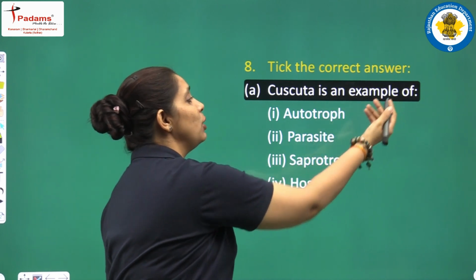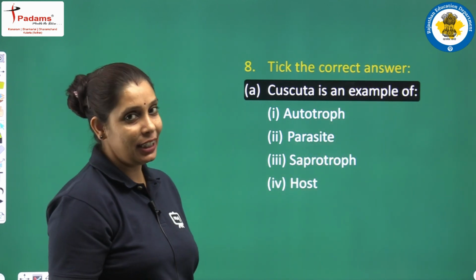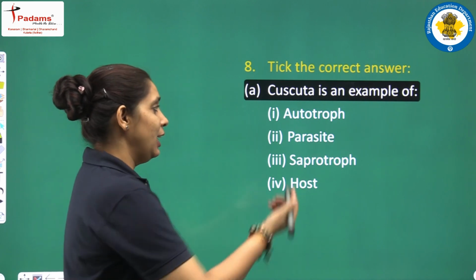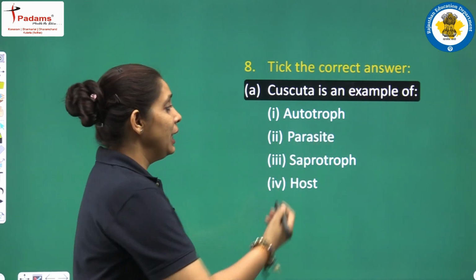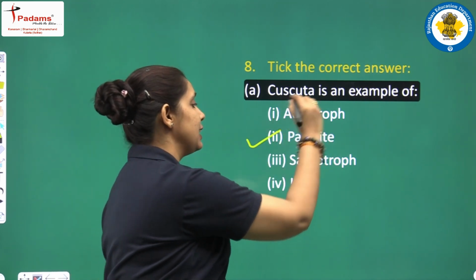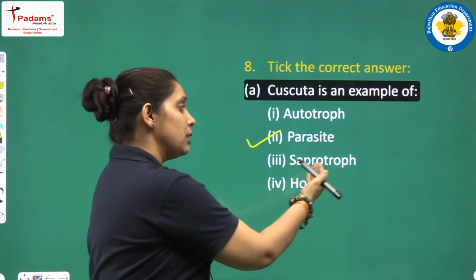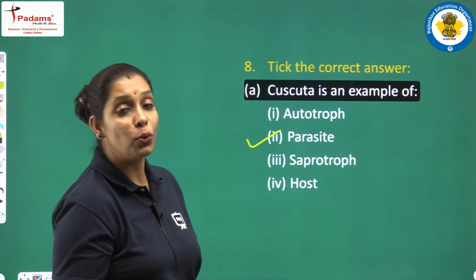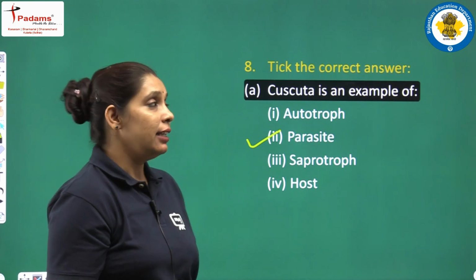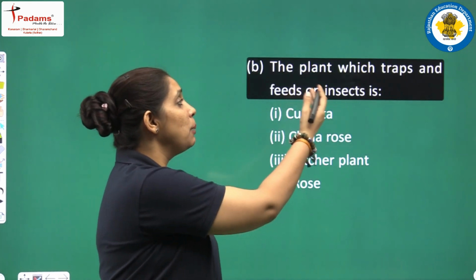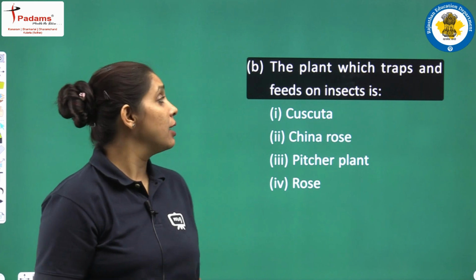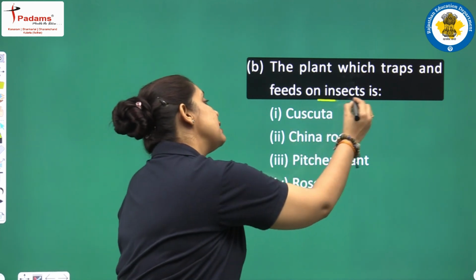Cuscuta is an example of. Again, it's very easy to give the answer. Is it an autotroph? No. Is it a parasite? Yes, it's a parasite. It's not a saprotroph. It's not a host. Okay. Next one. The plant which traps and feeds on insects.